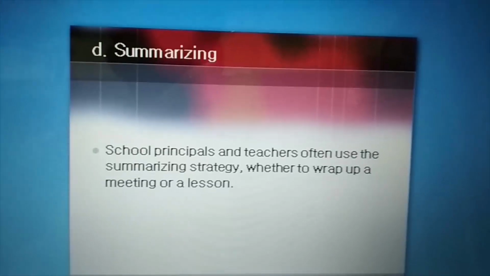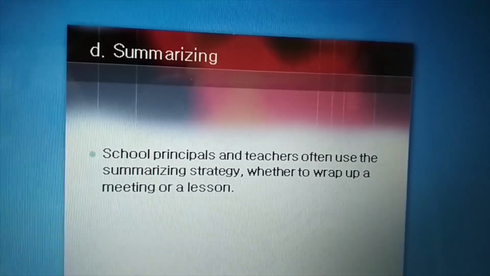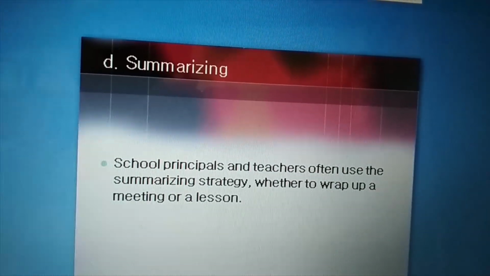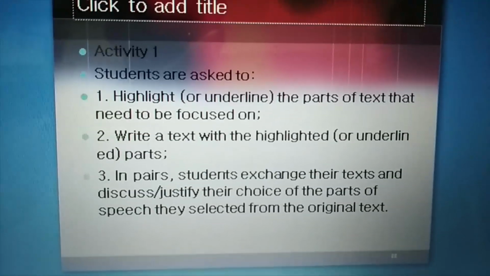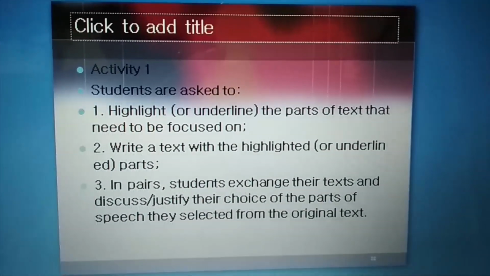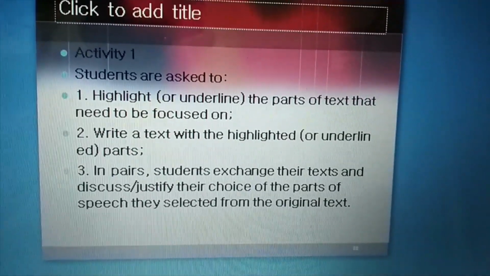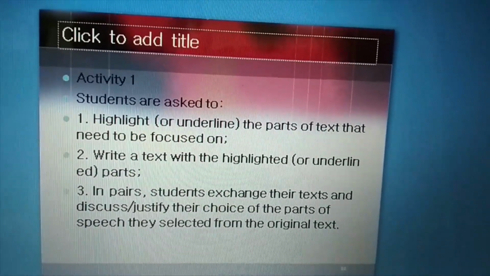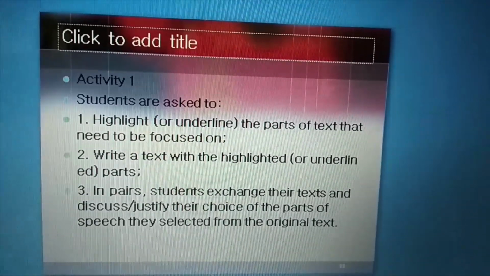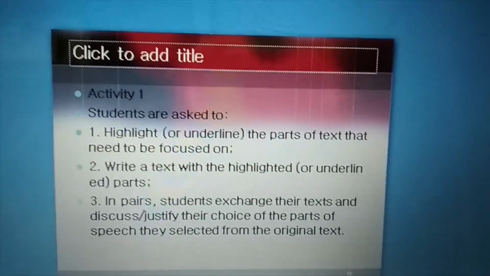yeah. And the next is summarizing. Summarizing means we summarize, for example, when we are reading some text, we can choose the point of the text itself. This is, for example, highlight or underline the parts of text that need to be focused on, and then write the text with the highlighted. And we can, in pairs, exchange their tasks and discuss, justify their choice, and select some important information of the text.